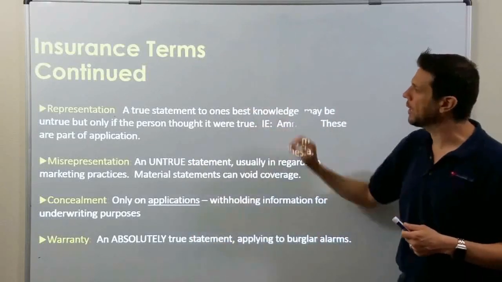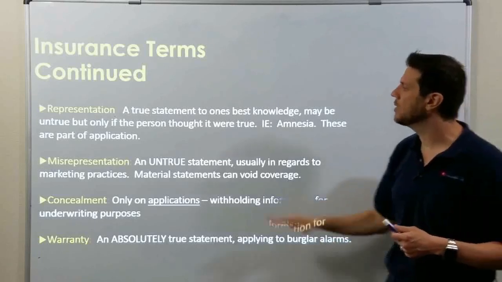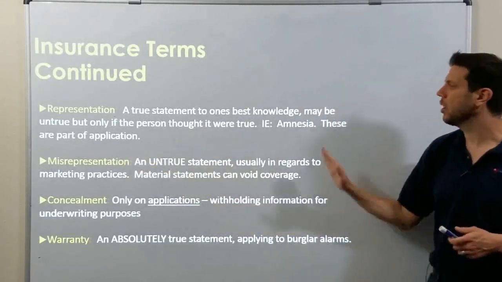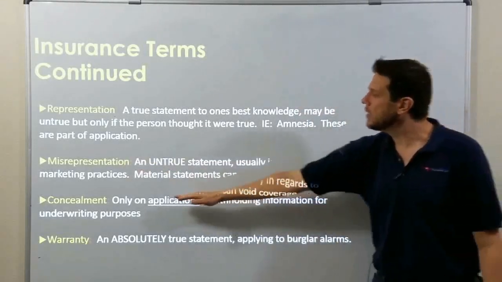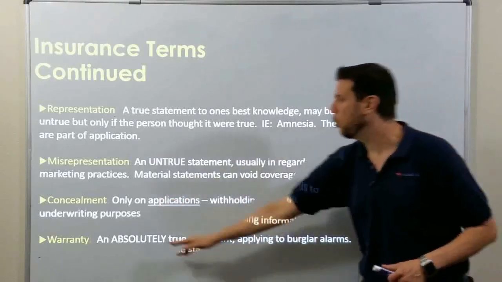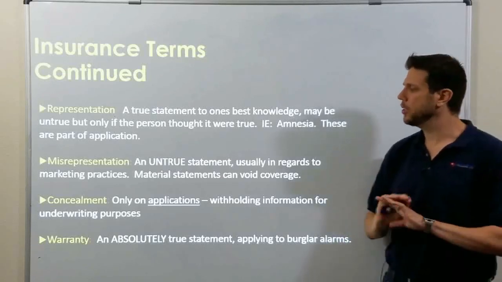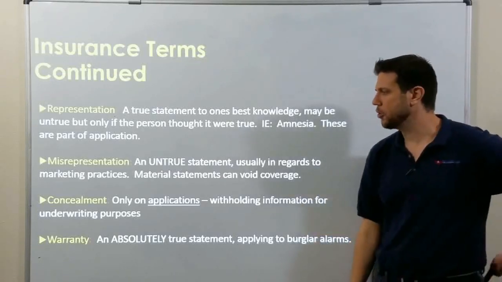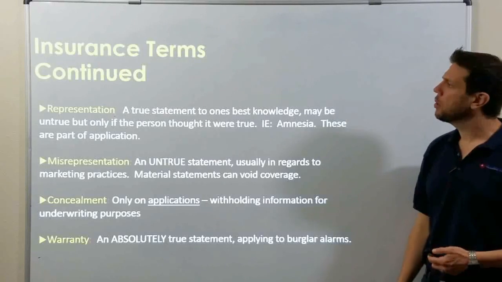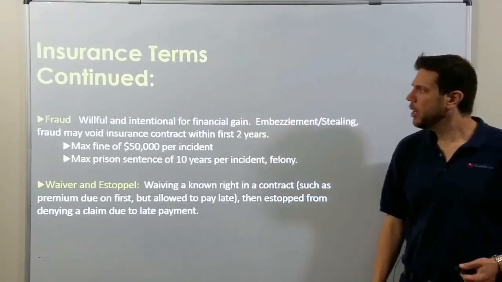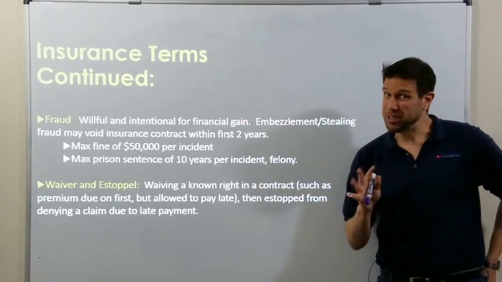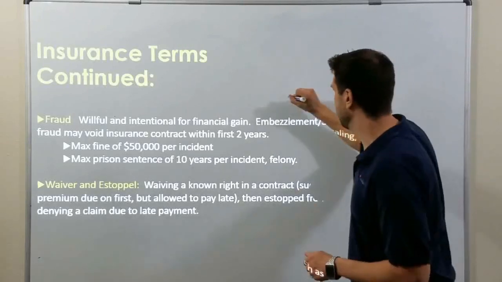Representations are statements on an application. Misrepresentations are lies. Material misrepresentations are big lies. Concealment is withholding information, and warranty is a guaranteed, literally true statement. There is no question as to whether or not it's true or not. The next word that we have is fraud. Fraud is also similar to material misrepresentations.